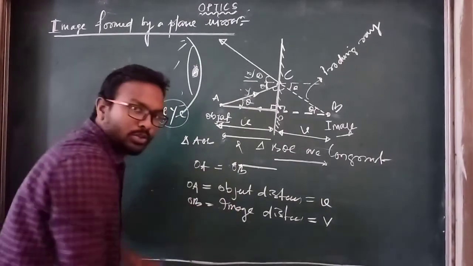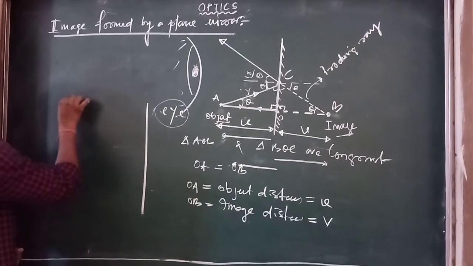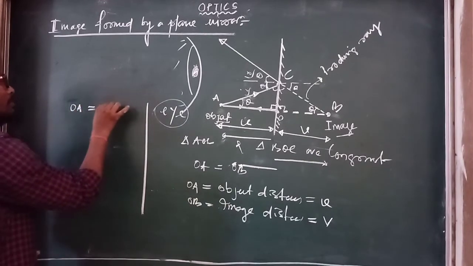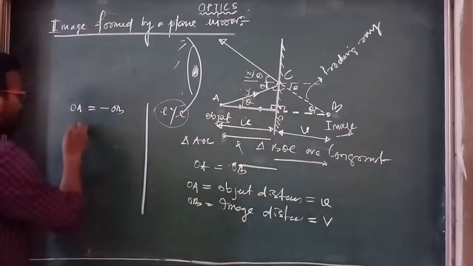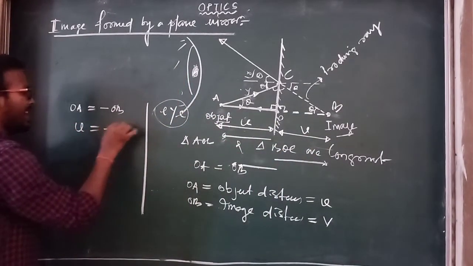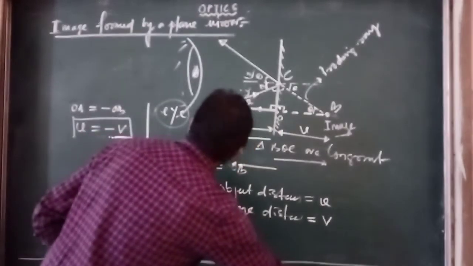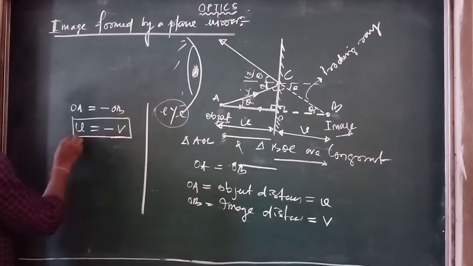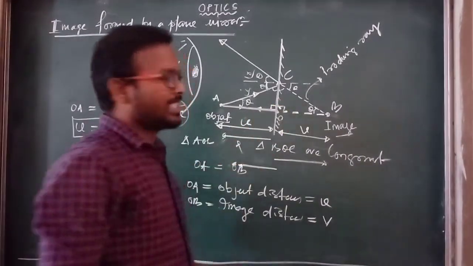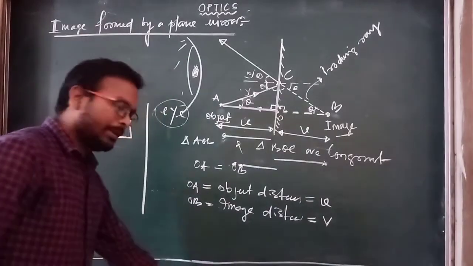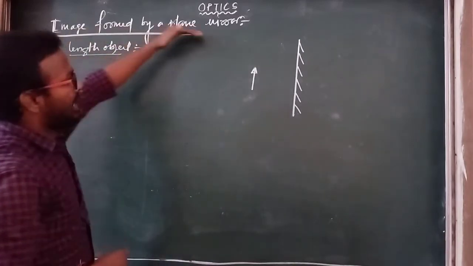But here OA is equal to OB. From this relation we can write OA equal to minus OB, because these are opposite to each other. And here we can write u equal to minus v. Their magnitudes are equal, but this is known as sign convention. Clear? So this is the image formed by a plane mirror.